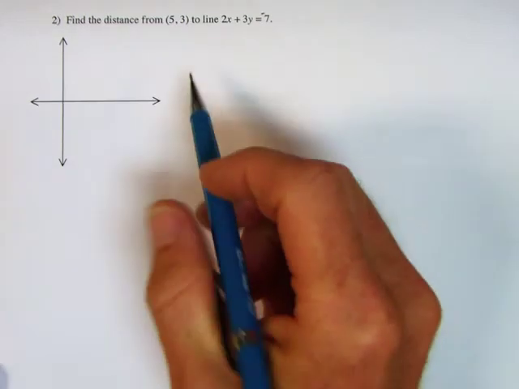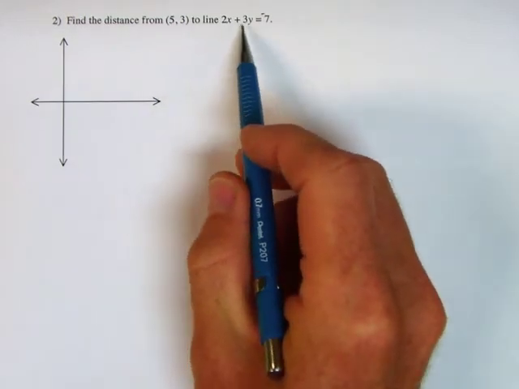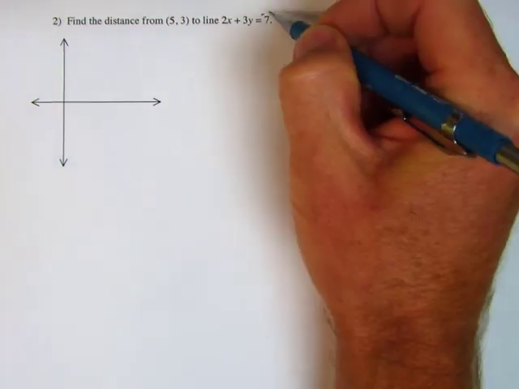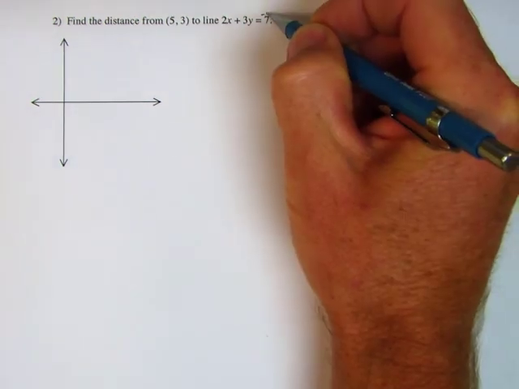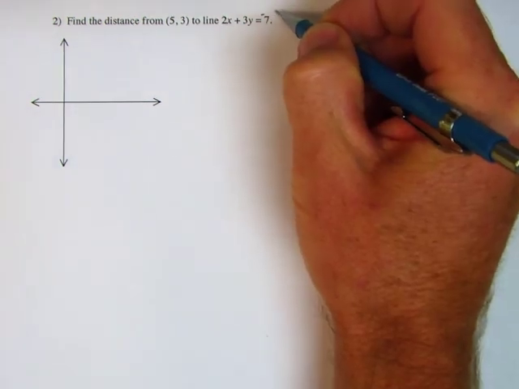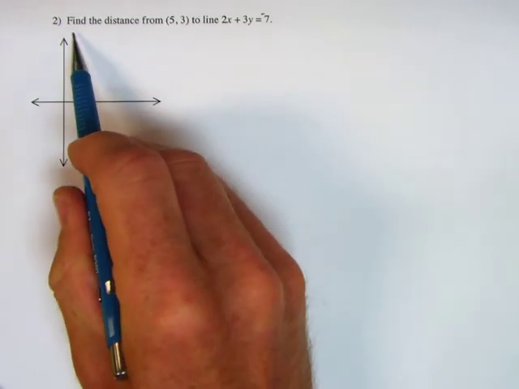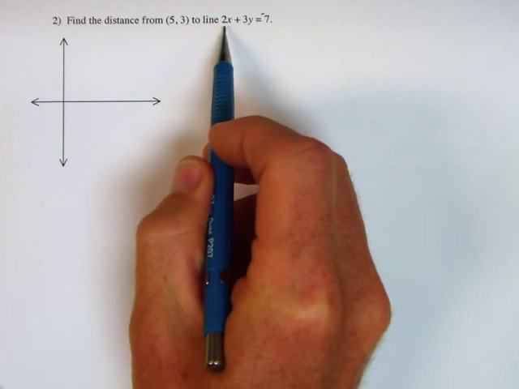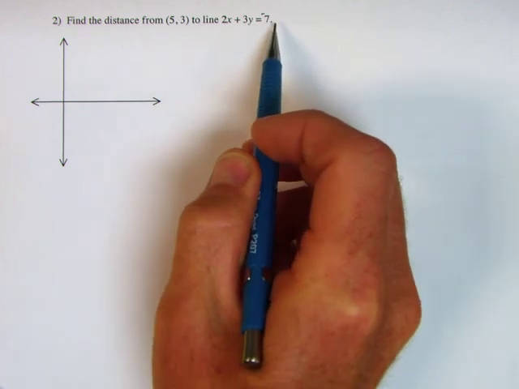Find the distance from the point (5, 3) to the line 2x + 3y = -7. Note on your paper, it's a typo. It only says a positive 7. Add in the negative. So now that we have this problem, find the distance from the point (5, 3) to the line 2x + 3y = -7.